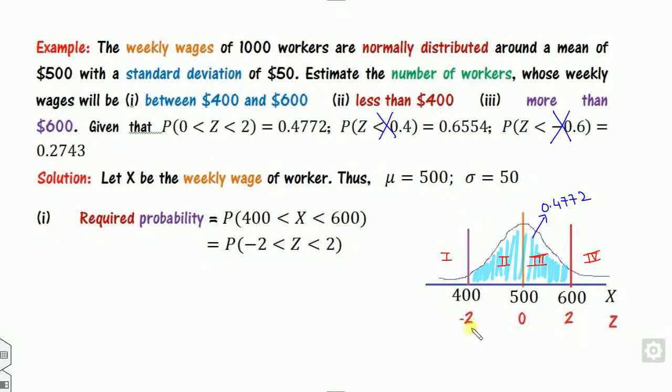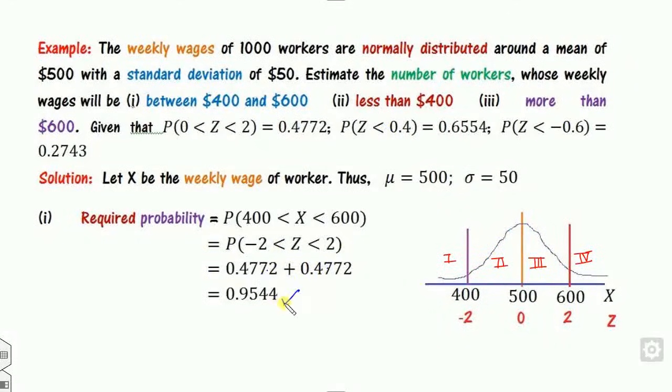Now here is minus 2. What is the opposite of 0 to minus 2? It's 0 to 2, because minus 2 to 0, the opposite of this is 0 to 2. So it means the area of the third and the area of the second are the same. So this will also be the same here. So how do you find this one? This plus this. So look at that, this plus this is here.